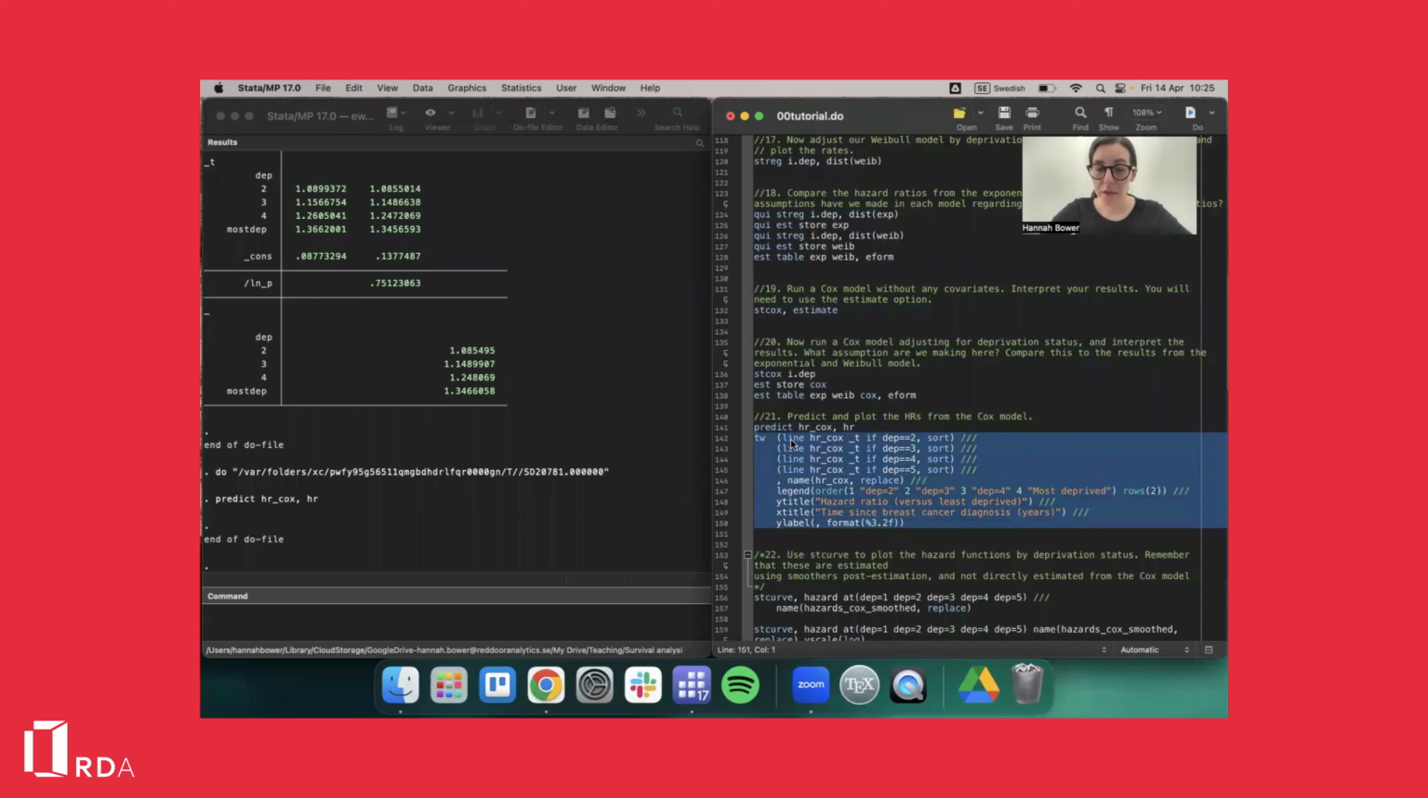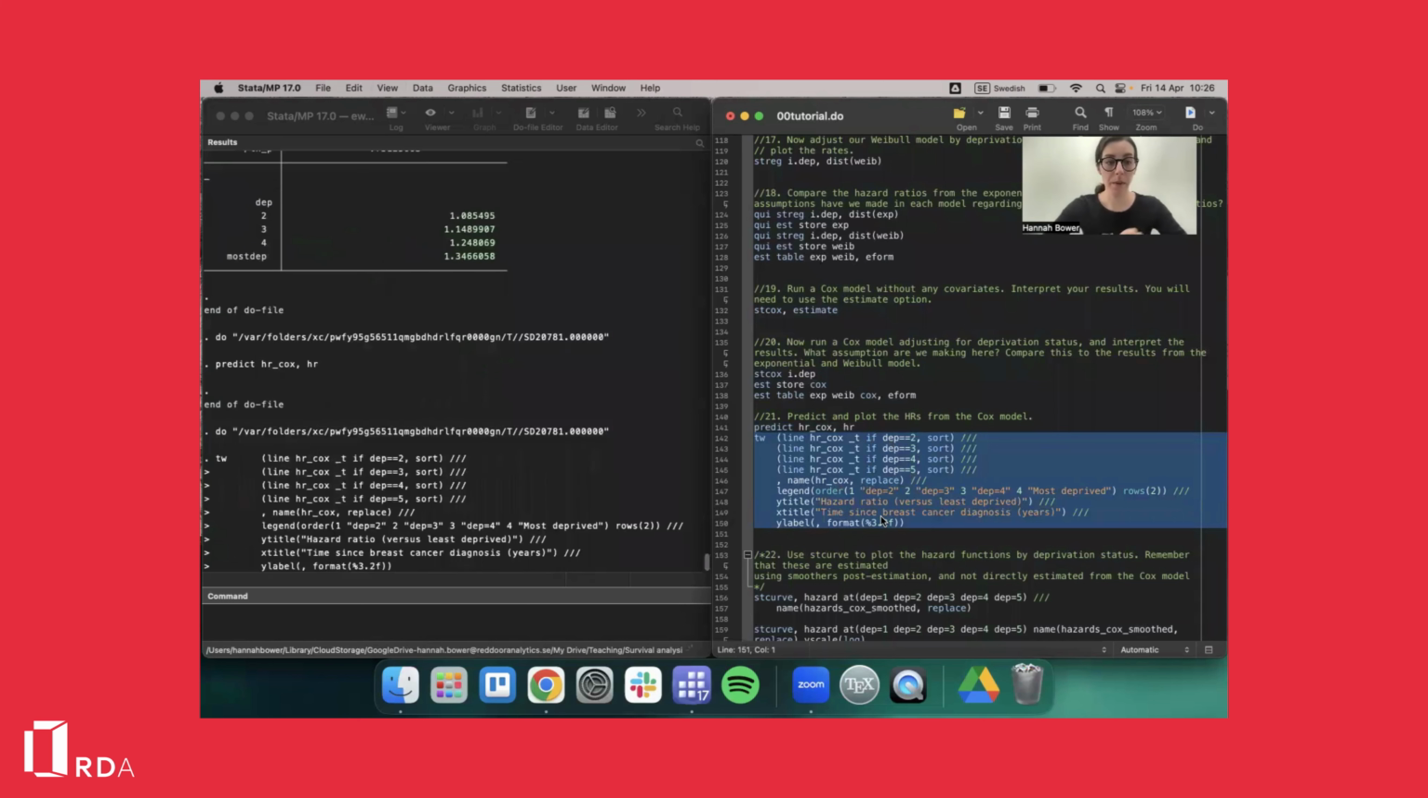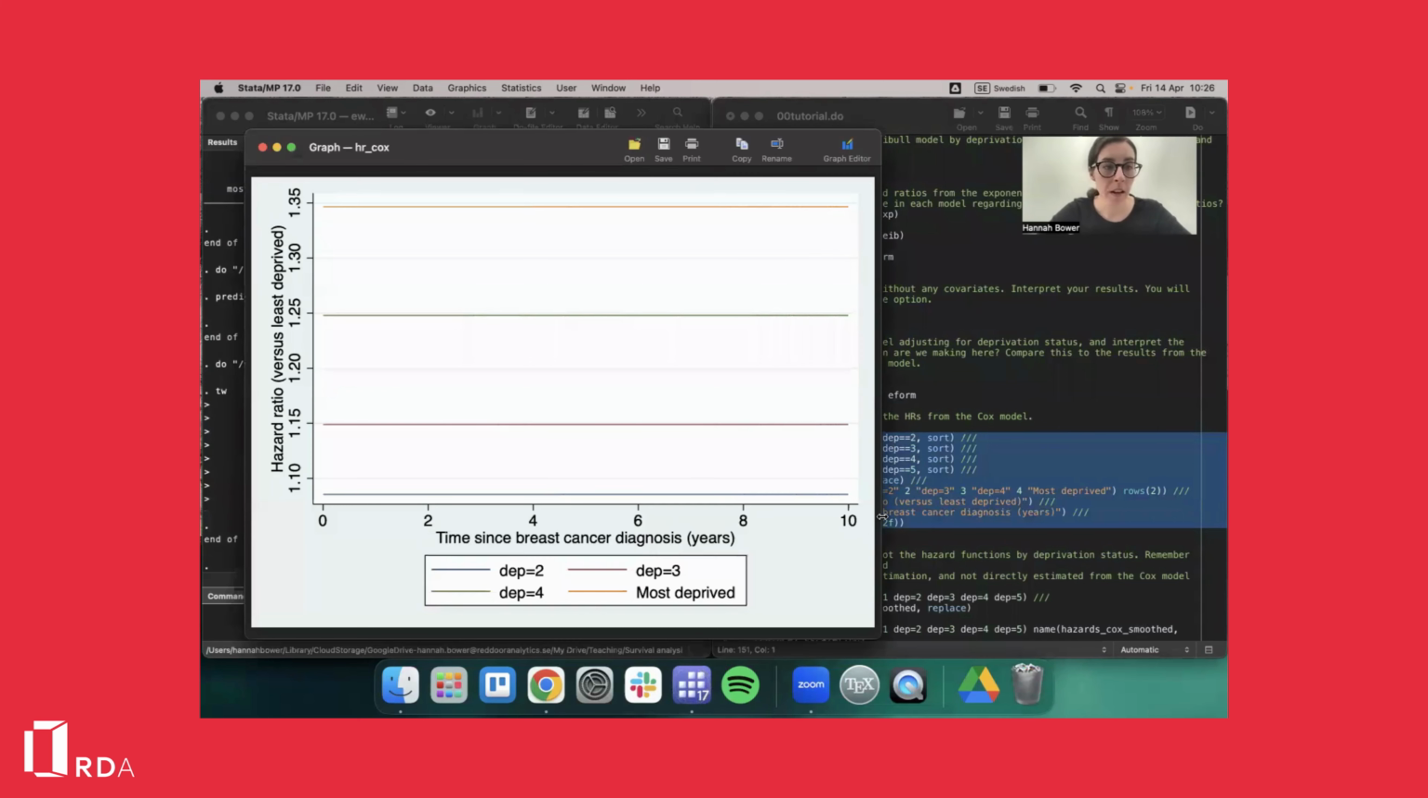So you can see here I've got different line commands where we plot the hazard ratio Cox, the variable we created, by the timescale _t. And we say we want to look at it within these different deprivation groups. We have some other options here for the legend and for the x-axis and the y-axis. So let's have a look what we get when we run this. And we basically get the exact same values across the timescale as was outputted from the stcox model.